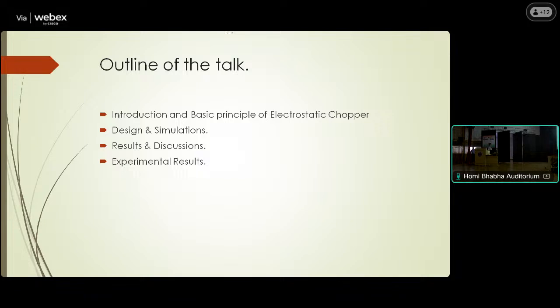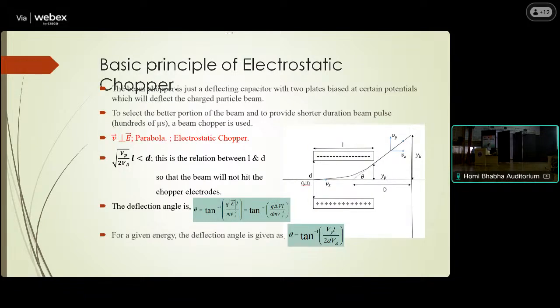The first is some basic principle of the electrostatic chopper, and then I will talk about some of the simulations that I did, and next I will talk about what we get from this simulation, and last is what we get in the lab experiments. So now let's move to the first slide. It is on the basic principle of the electrostatic chopper. That is, the electrostatic chopper is just a deflecting capacitor.